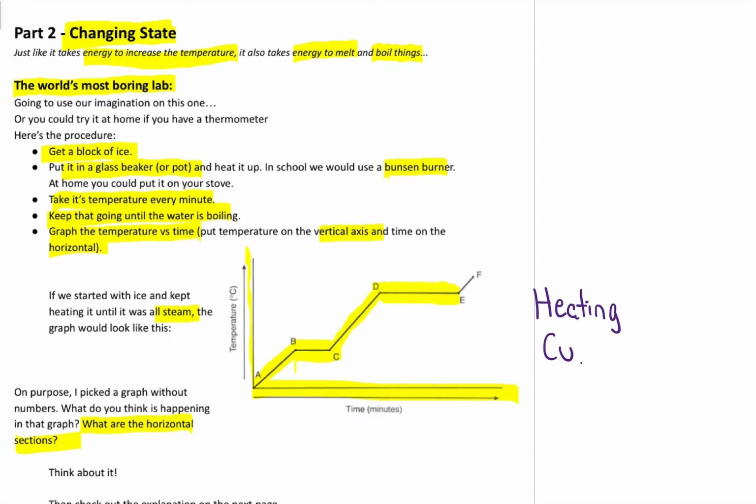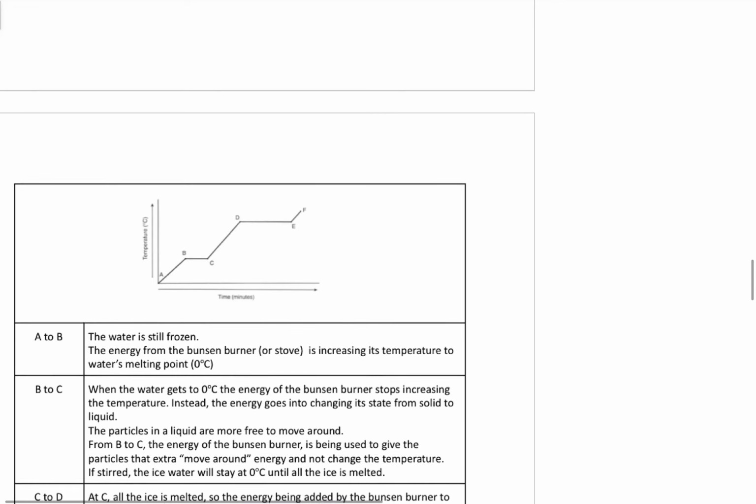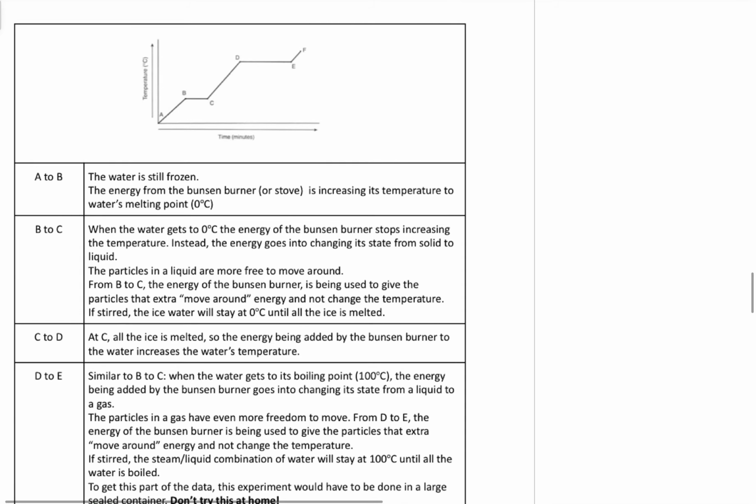As boring as it is, it's got lots of cool physics that people can pull out of it. What we're going to pull out today is these flat parts, these horizontal plateaus from B to C and from D to E. That's where the change of state is happening. Here I'll talk you through the whole graph. From A to B, it's ice, going from like -10 to 0, so there's an increase in temperature from negative whatever to 0.